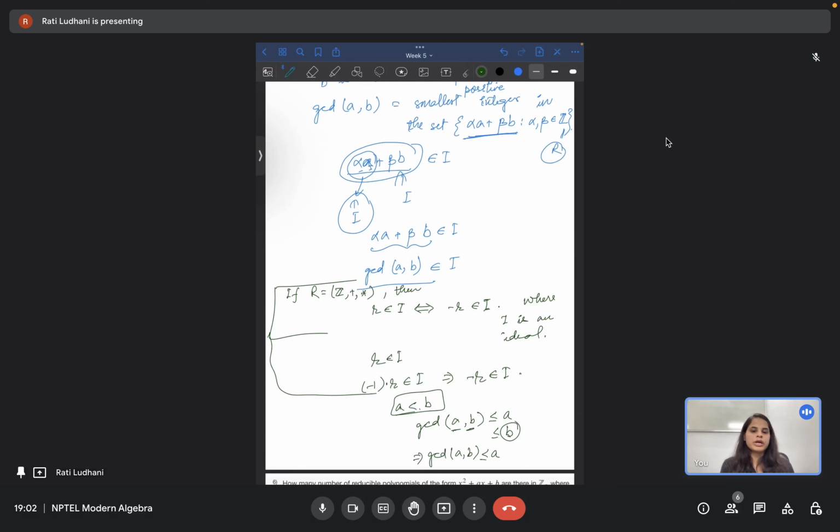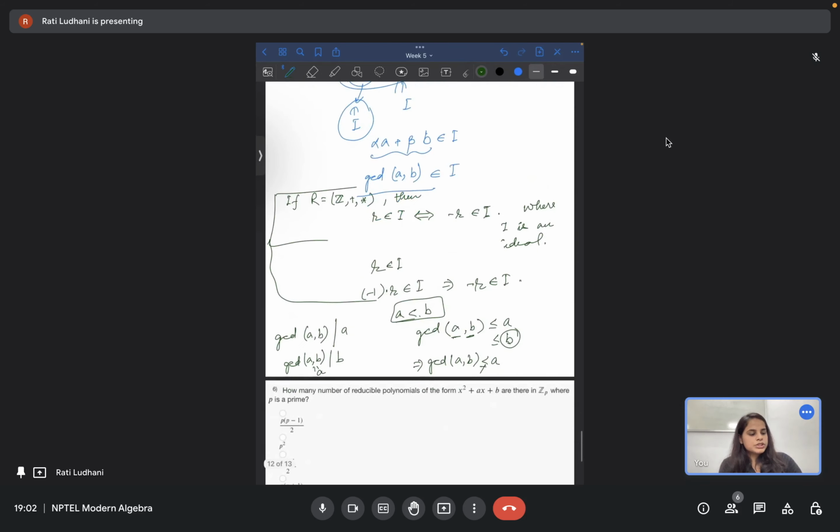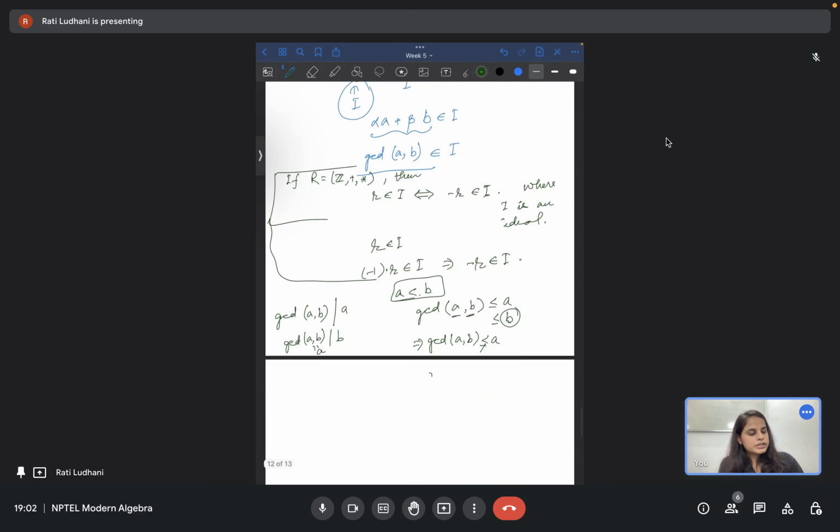For example, you have B equal to 5 and A is 2. Then the GCD cannot be 2, because 5 is not a multiple of 2, and GCD of A and B always divides the elements, that is, A would also divide B, right? If you say this is equal to A, then you have a contradiction here. So what should be the case? GCD of A and B is strictly less than A.